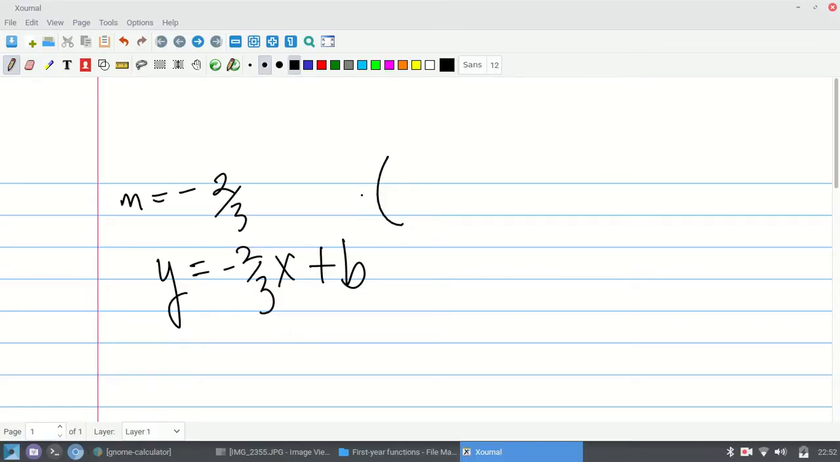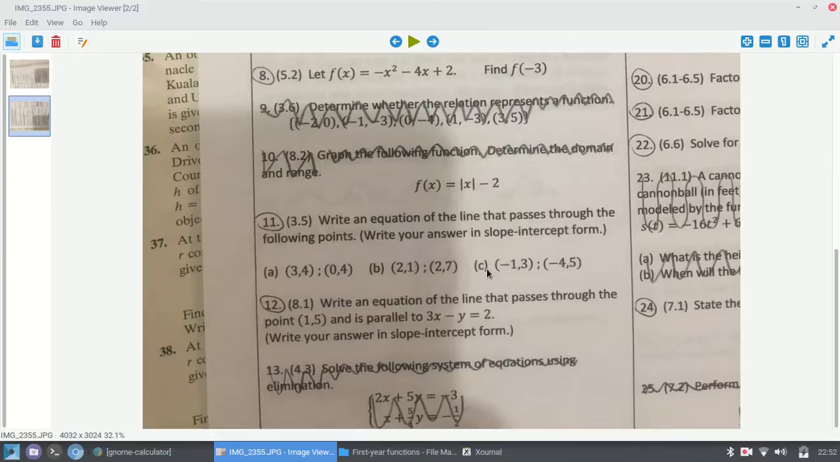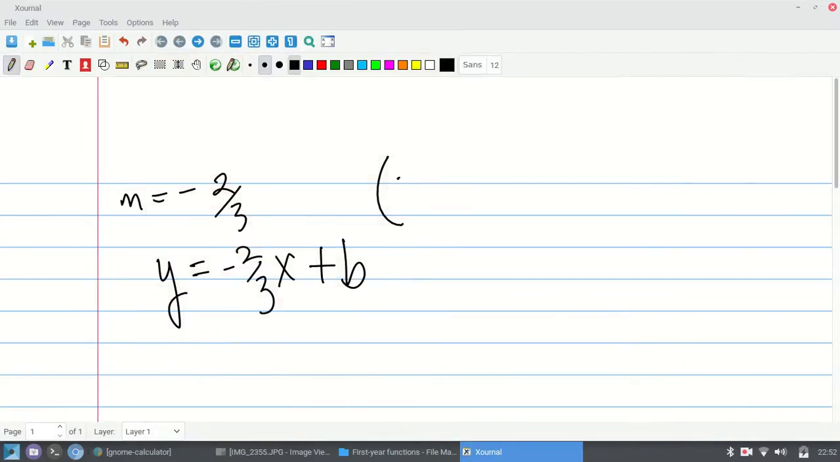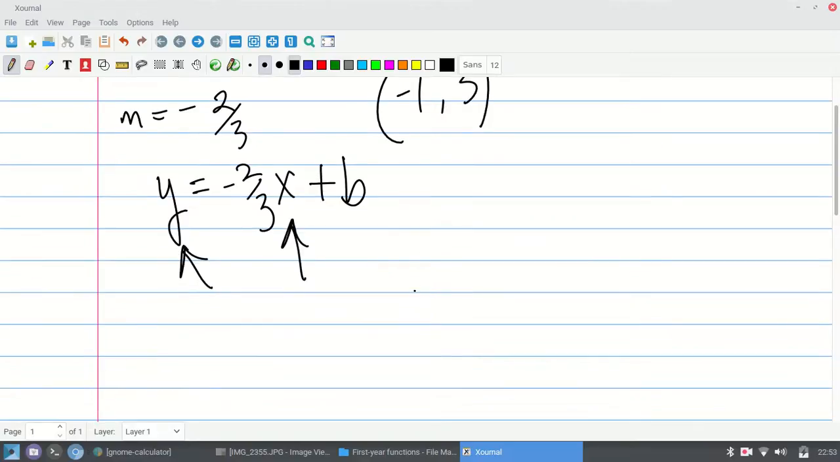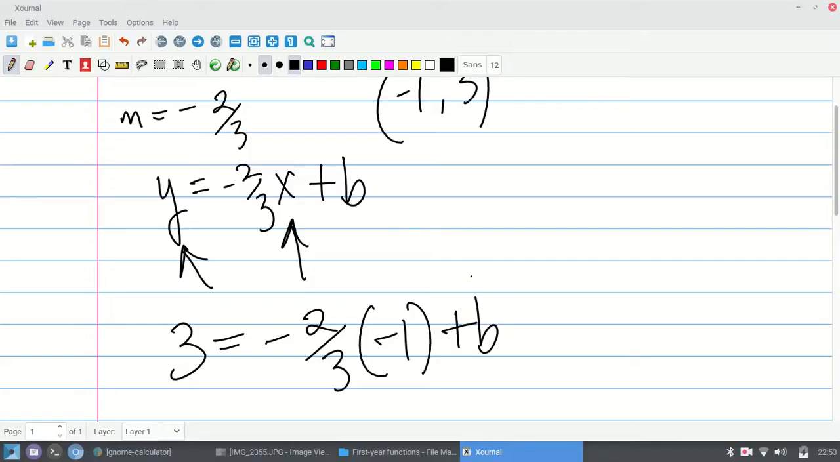All I need to do is take a point that has been used in this example, like negative 1, 3, and use this x value and this y value and substitute them in. So x is negative 1 and y is 3. So 3 equals negative 2 over 3 times negative 1 plus b. That's 3 equals positive 2/3 plus b.